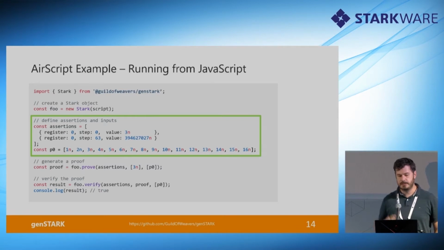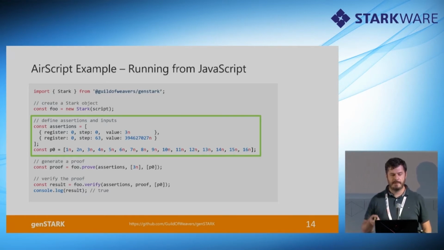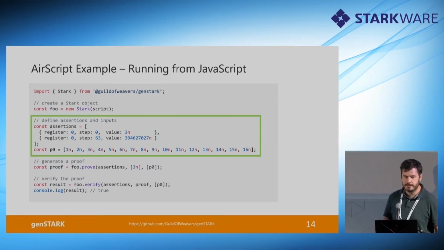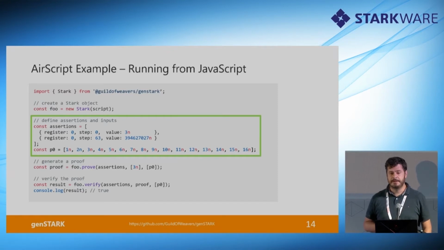And here, the assertions are, again, boundary constraints, very simple, just saying that the computation would be valid if at step 0, the value of our register is 3, and it would be valid if at step 63, the value would be this 394 number. And here we also define the values for P0. In this case, just a sequence of integers, and those are going to be stretched over the execution trace when we pass it to the proof method.